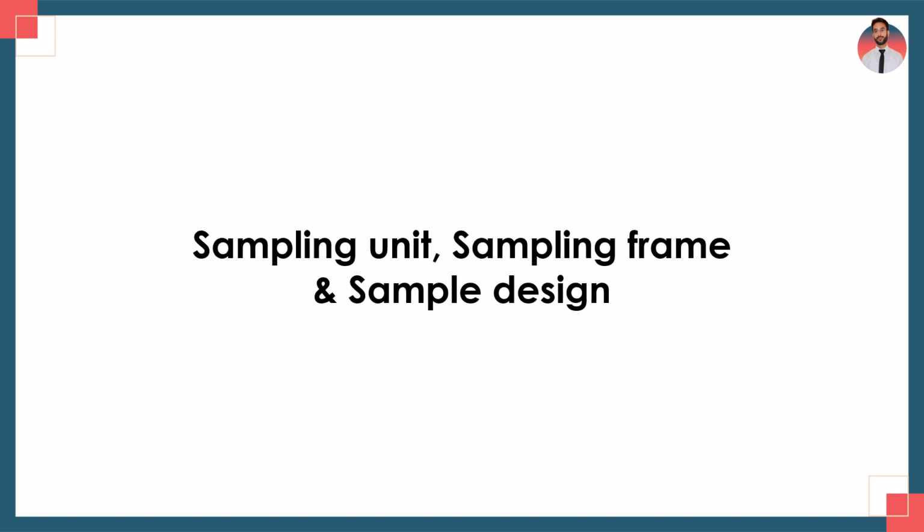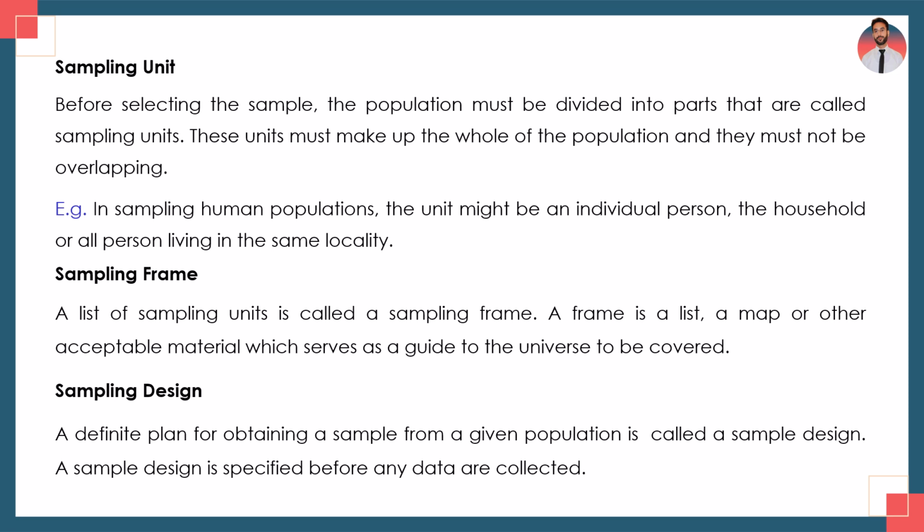Now in the third point, I will explain the precise definition of sampling unit, sampling frame, and sample design. Sampling unit: before selecting the sample, the population must be divided into parts that are called sampling units. These units must make up the whole of the population and they must not be overlapping. So all units of the population are considered as sampling units.